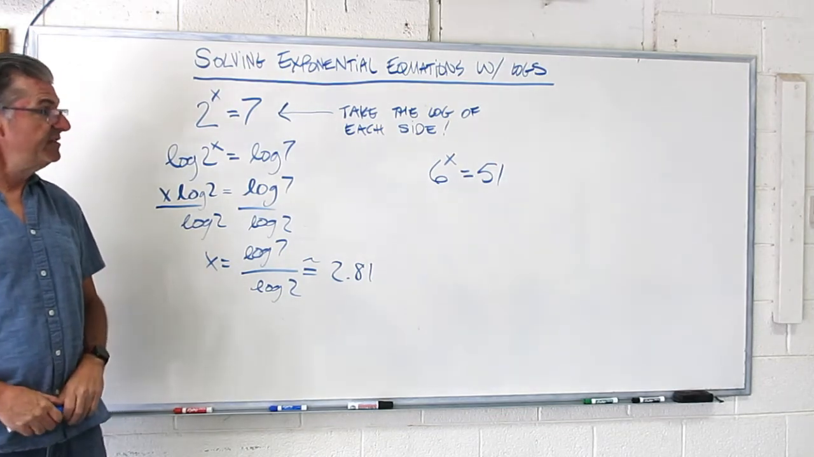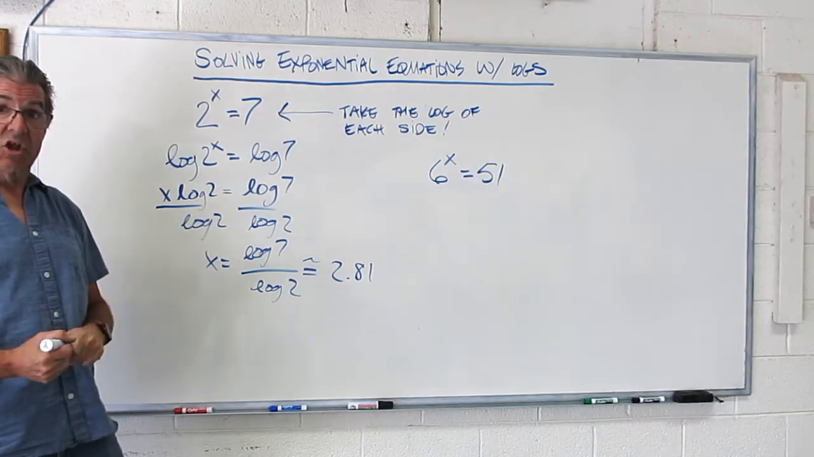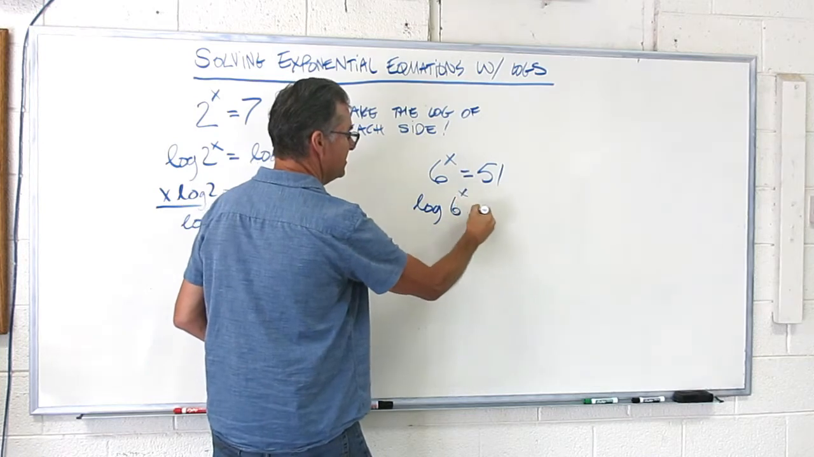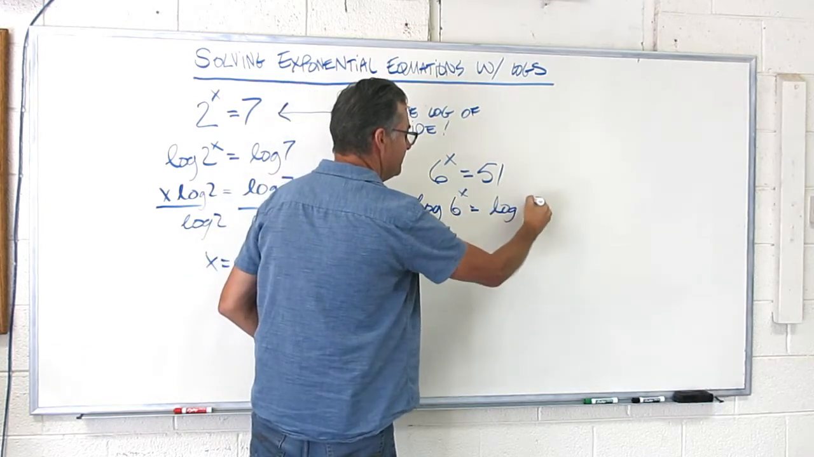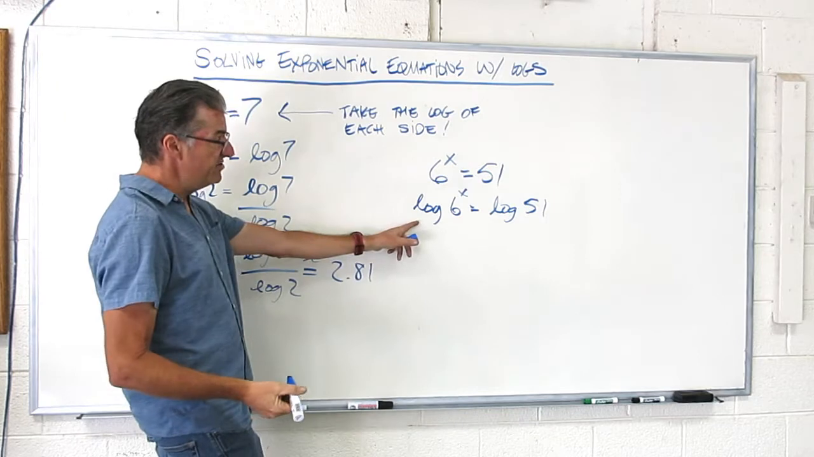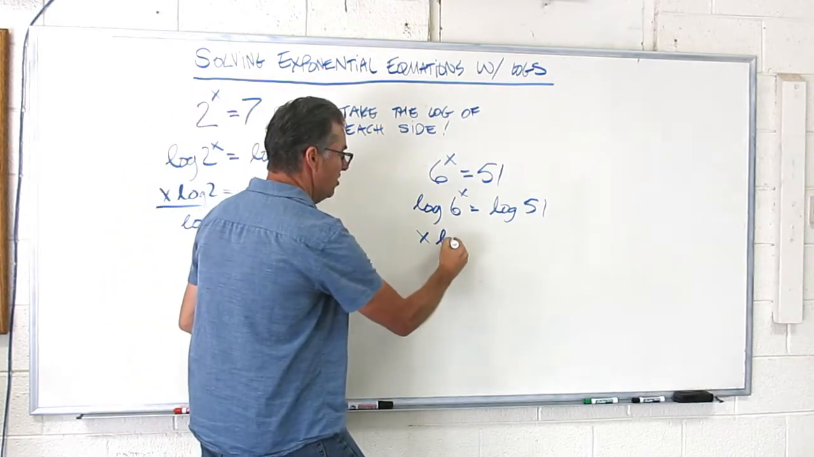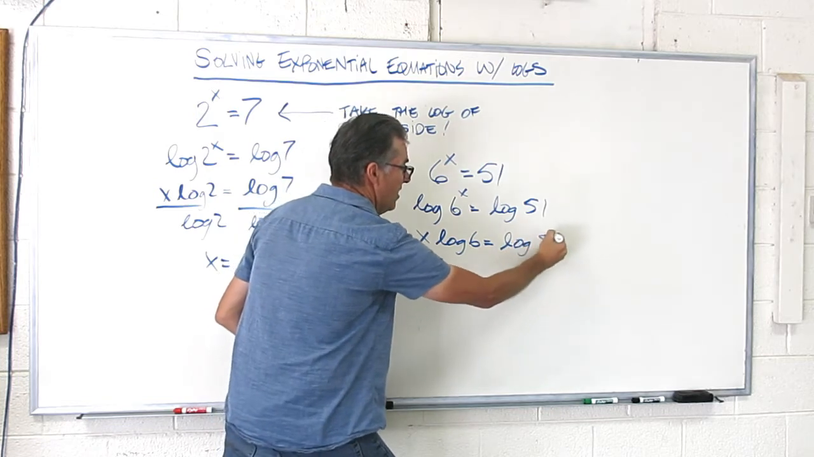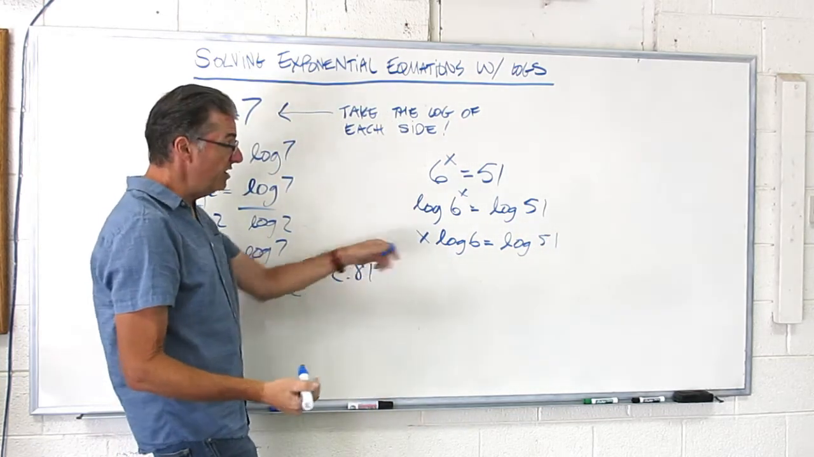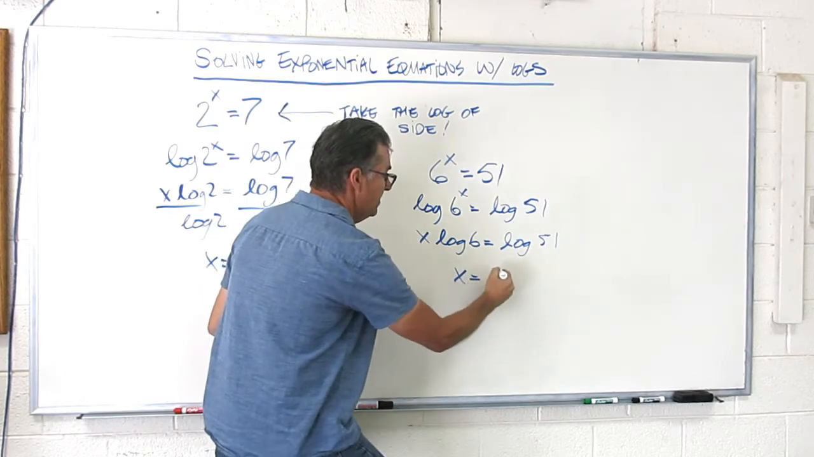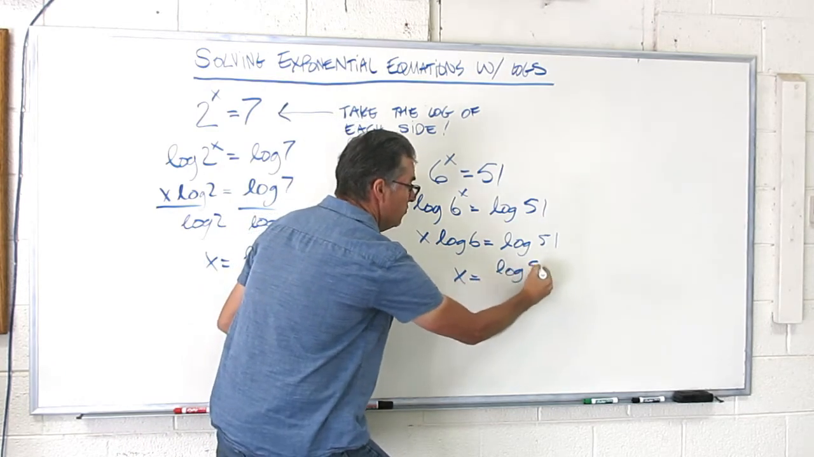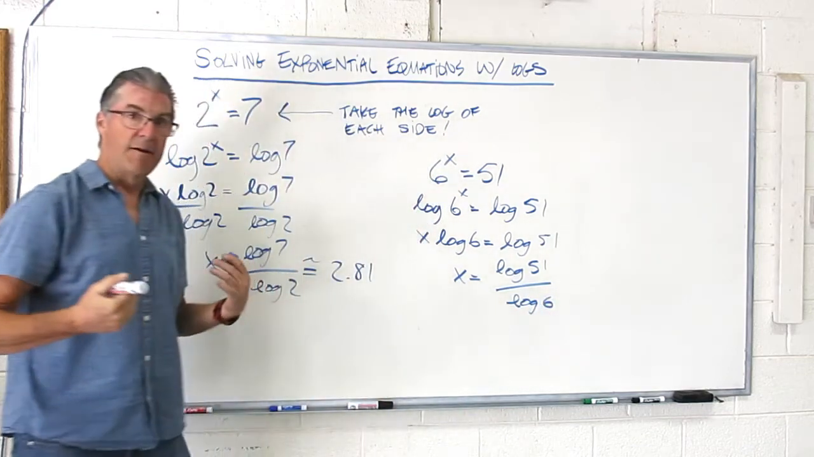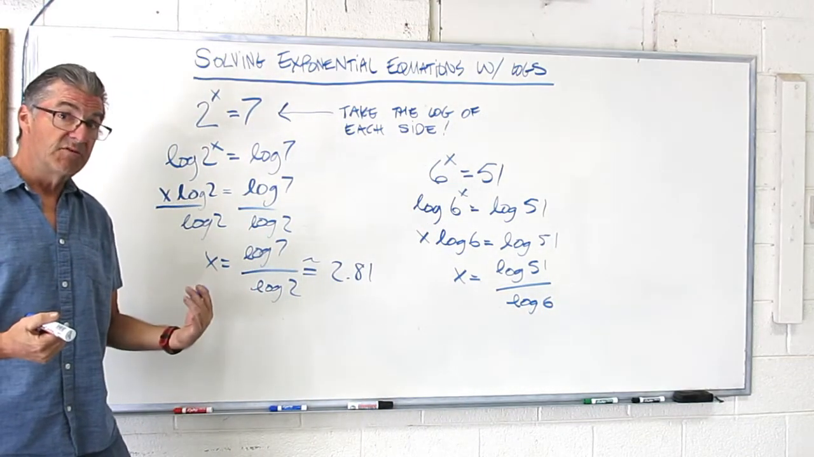Okay, let's see how you did. This one's very, very similar. I'm going to take the log of both sides. That's the log of 6 to the x equals the log of 51. And then I'm going to rearrange this side to be x log 6 equals log 51. Then I'm going to divide through by log 6. I get x equals log of 51 over the log of 6. Now I pull out my calculator, I crunch the numbers.